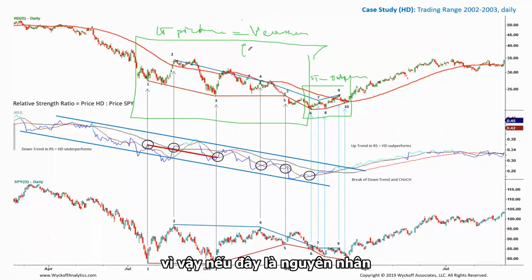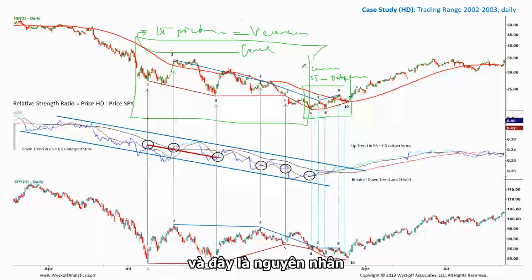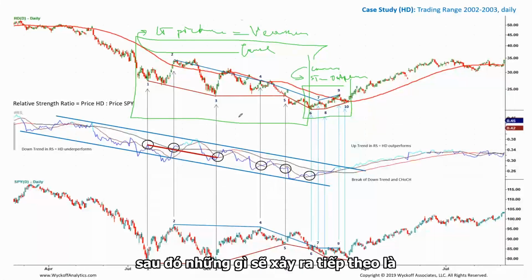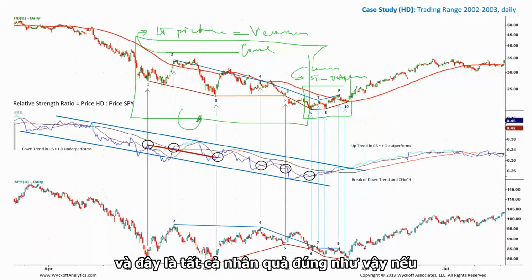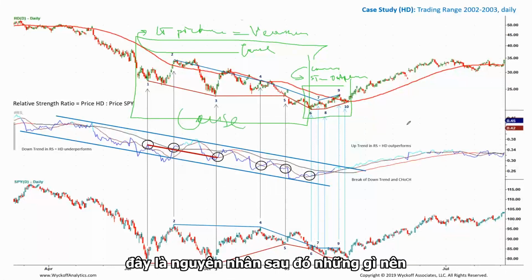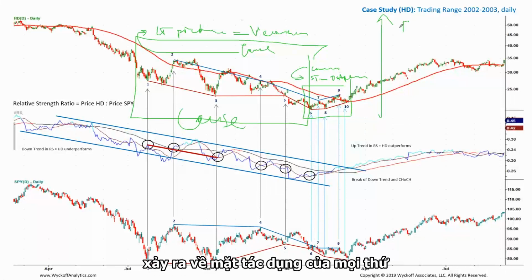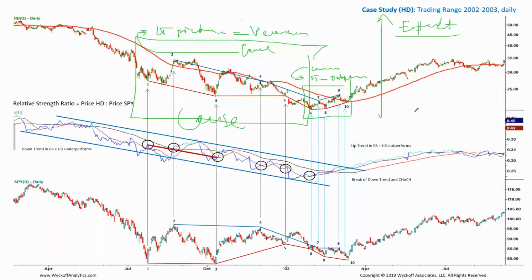So if this is the cause for long-term and this is the cause for short-term, then what should happen next with the leadership? And this is all causality, right? So if this is the cause, then what should happen on the effect side of things? With price, hopefully prices will go up. Yes, but I'm asking you what's going to happen with the performance.